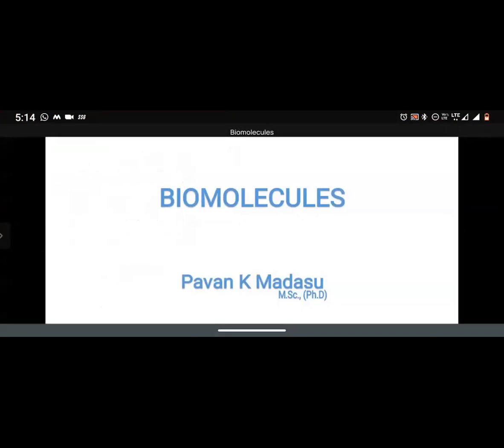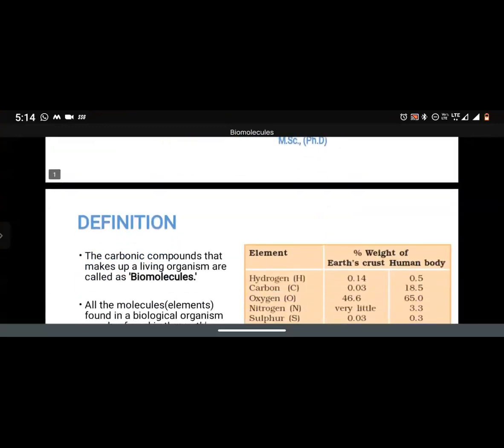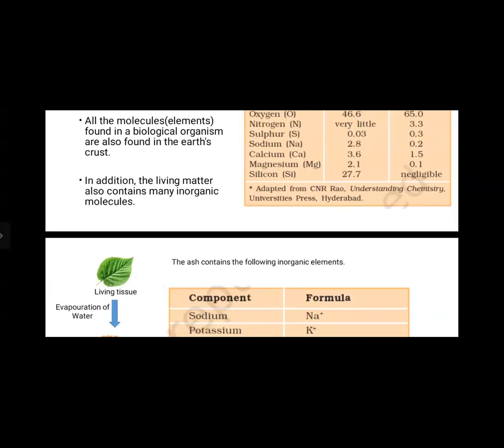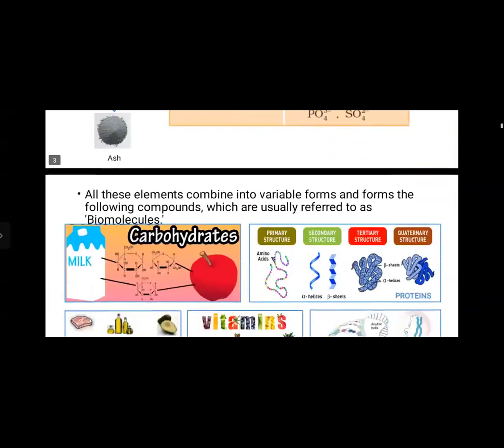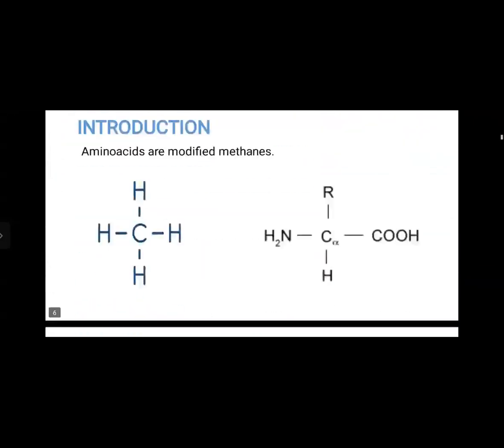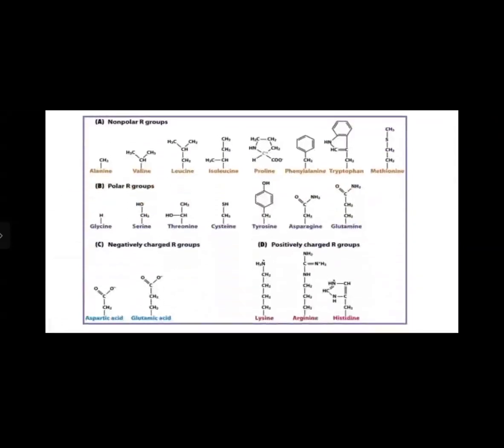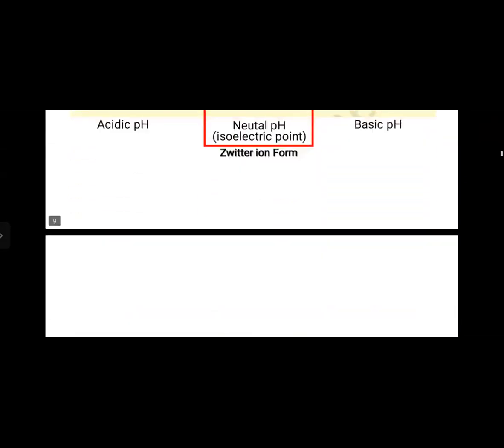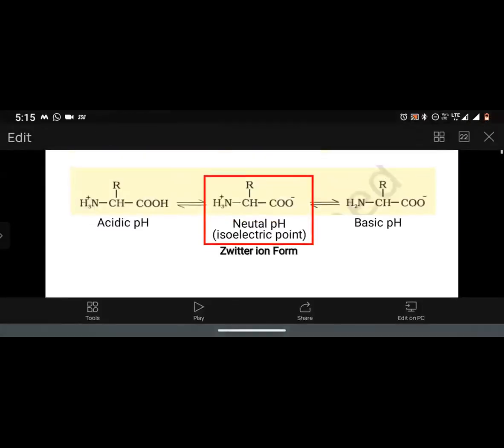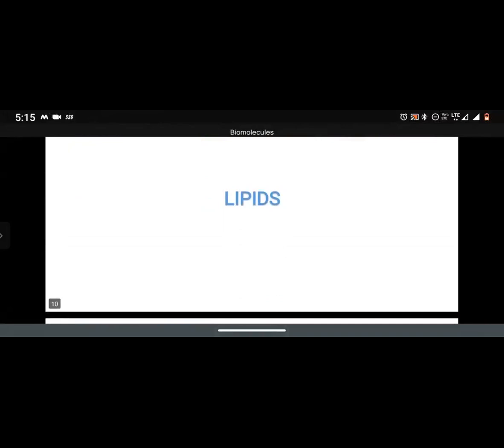In the last class, we were talking about biomolecules, and we gave a little info about what organic molecules and inorganic elements are. We also discussed amino acids, their basic structure, and the 20 standard amino acids, and how different questions are framed based on their components. We also saw the amphoteric nature of amino acids, and then we talked about lipids.